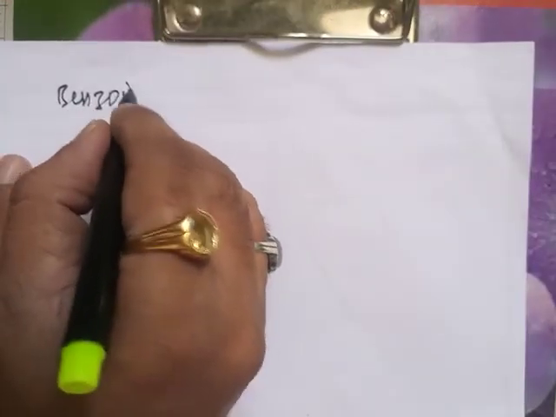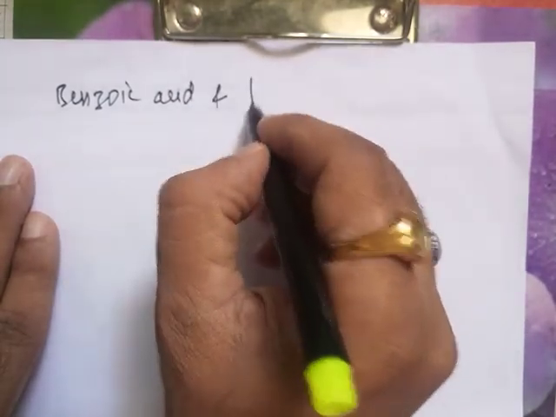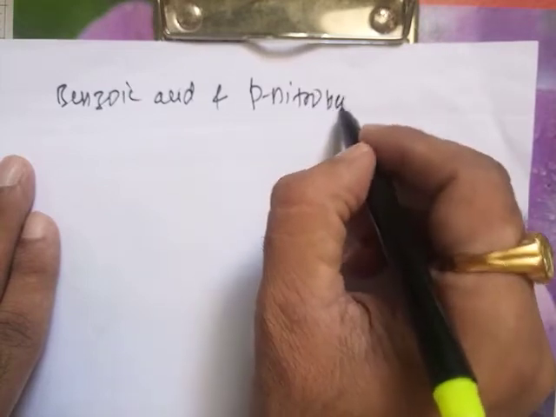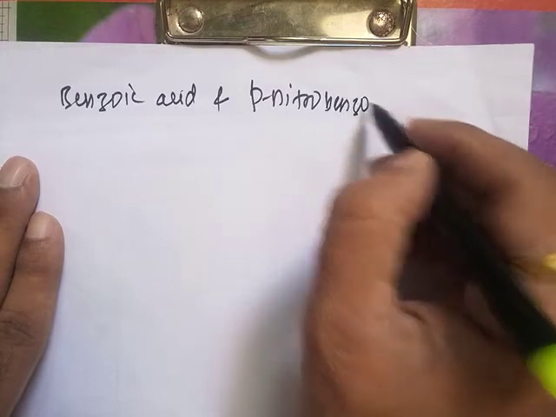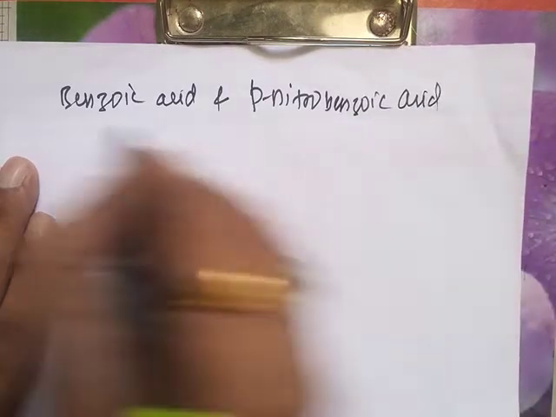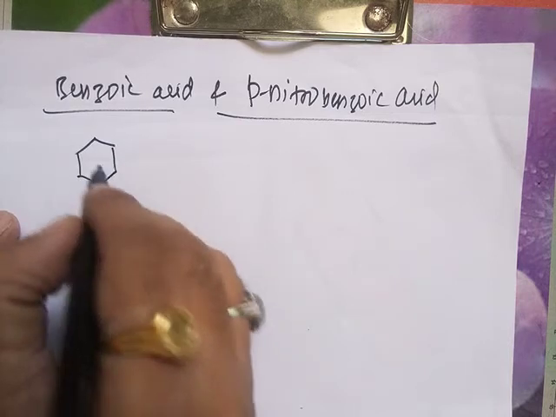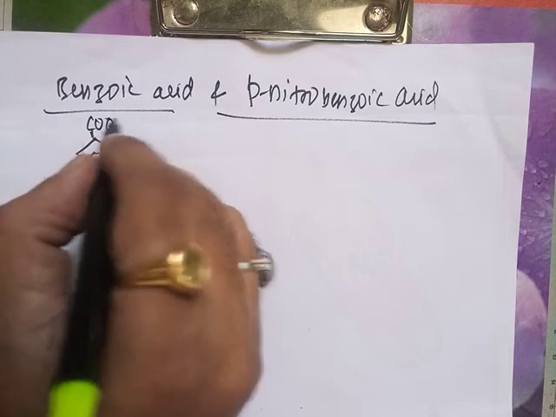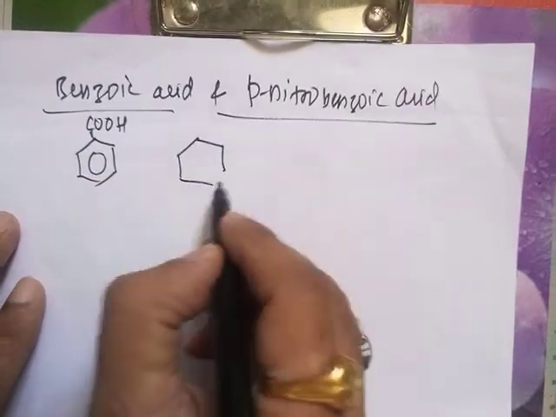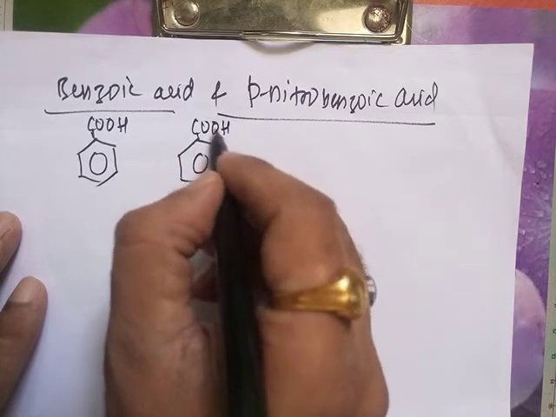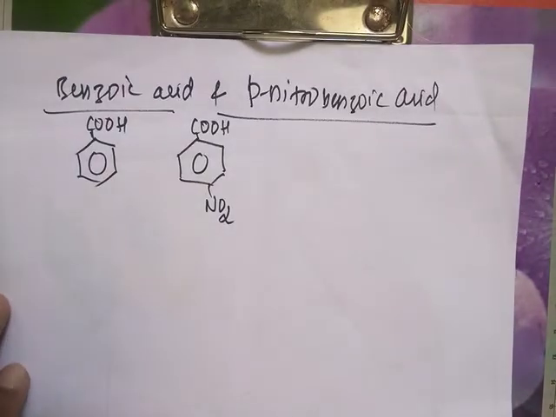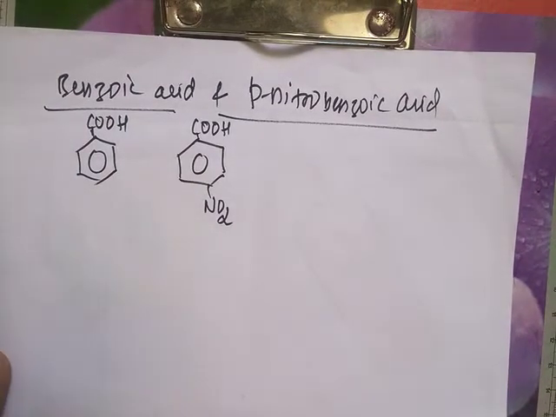Okay. Next we shall compare a few more examples. That is benzoic acid and para-nitrobenzoic acid. So let us compare the acidic strength of these two compounds.